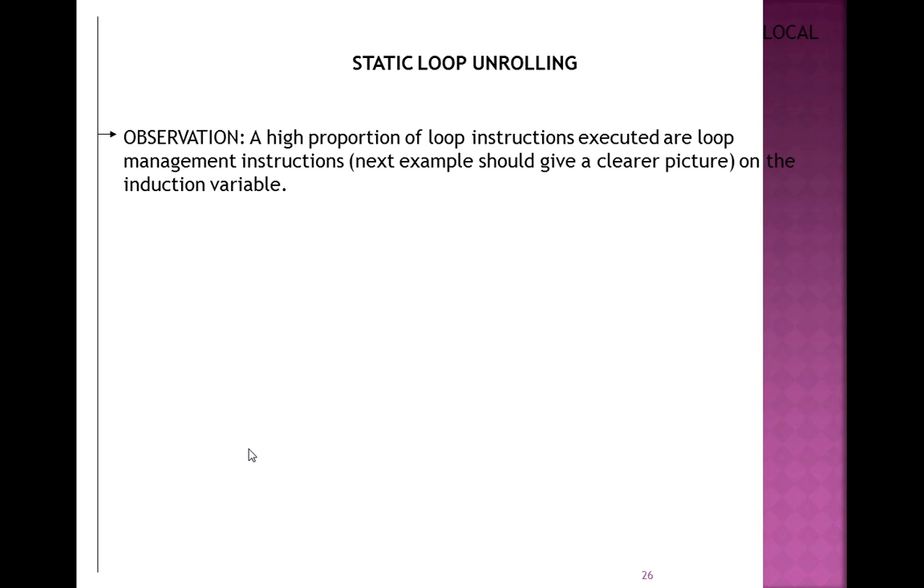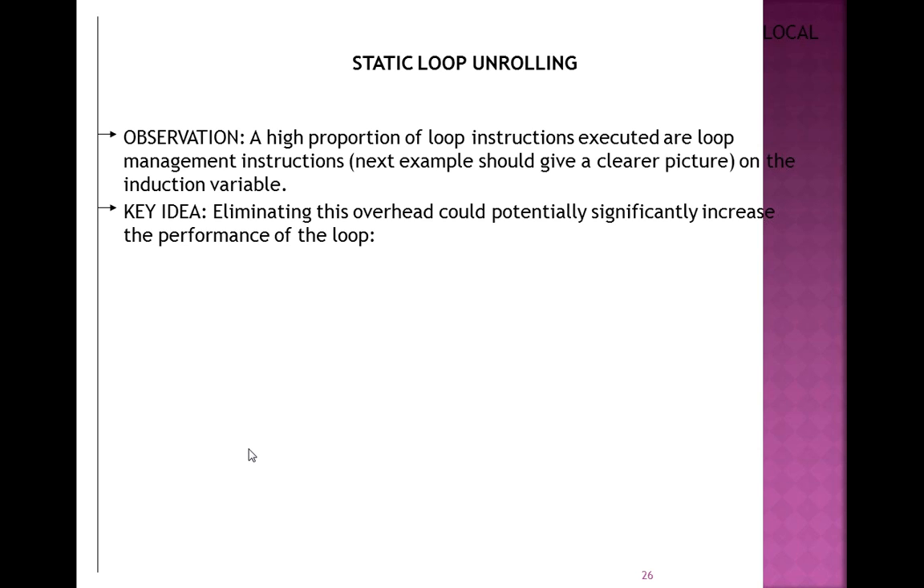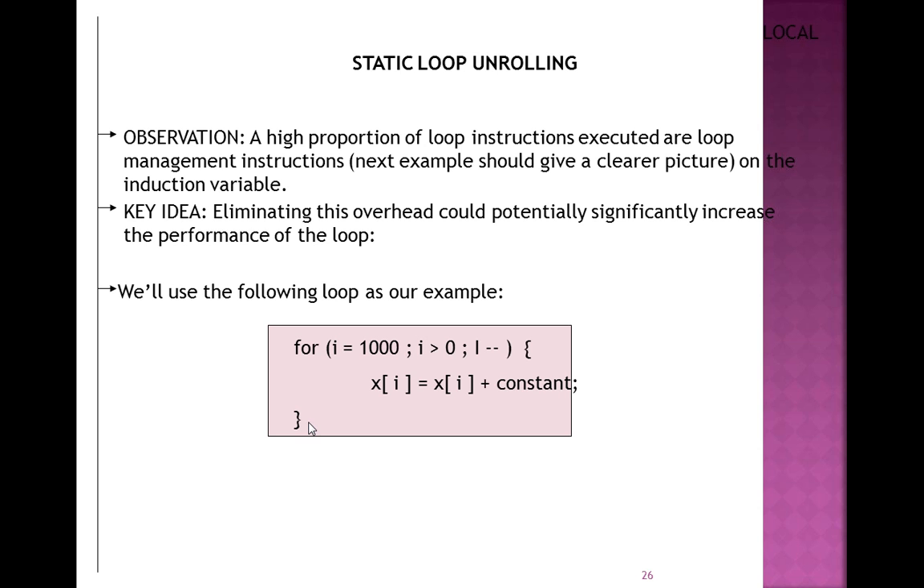That is a high proportion. A high category of the loop instructions executed are the loop management instructions. The next example should give a clear picture of the induction variable. The key idea is that eliminating the overhead could potentially significantly increase the performance of the loop.